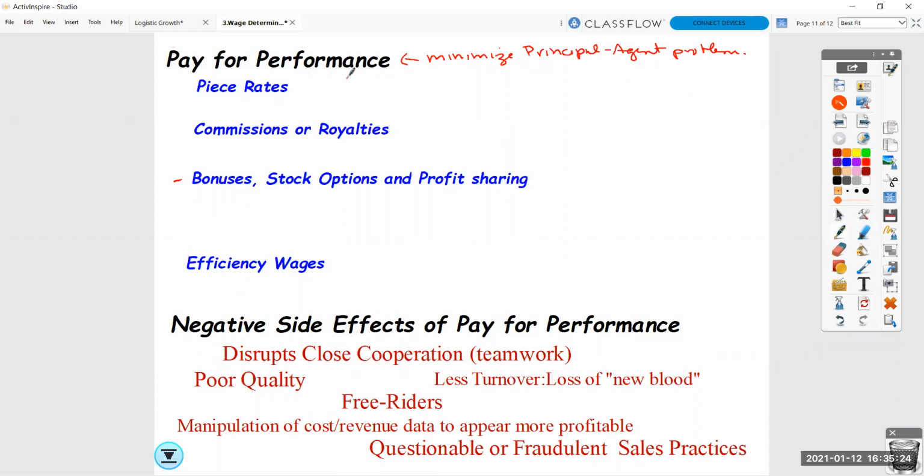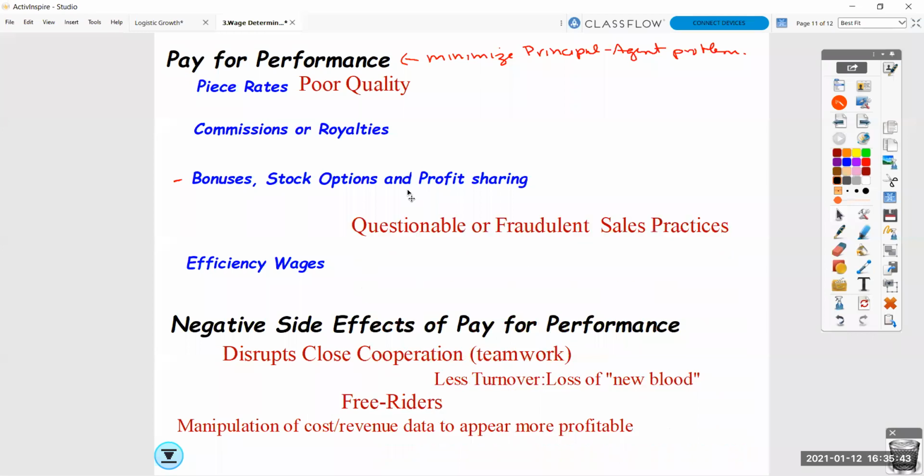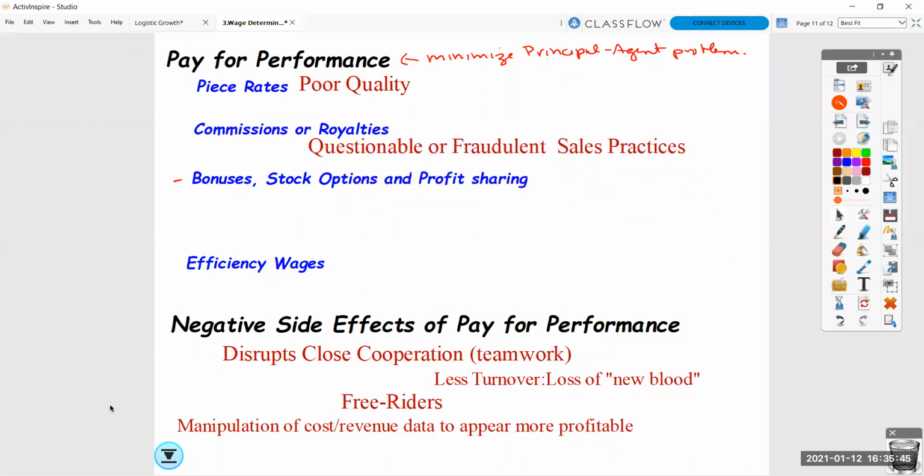The first one, piece rates, the negative side effect is that the more you produce, the more you get paid. So we may have poor quality because the workers are moving too quickly. The commissions and the royalties, that could bring up questionable or fraudulent sales practices because the sales people want to have higher sales. And so it could be questionable.